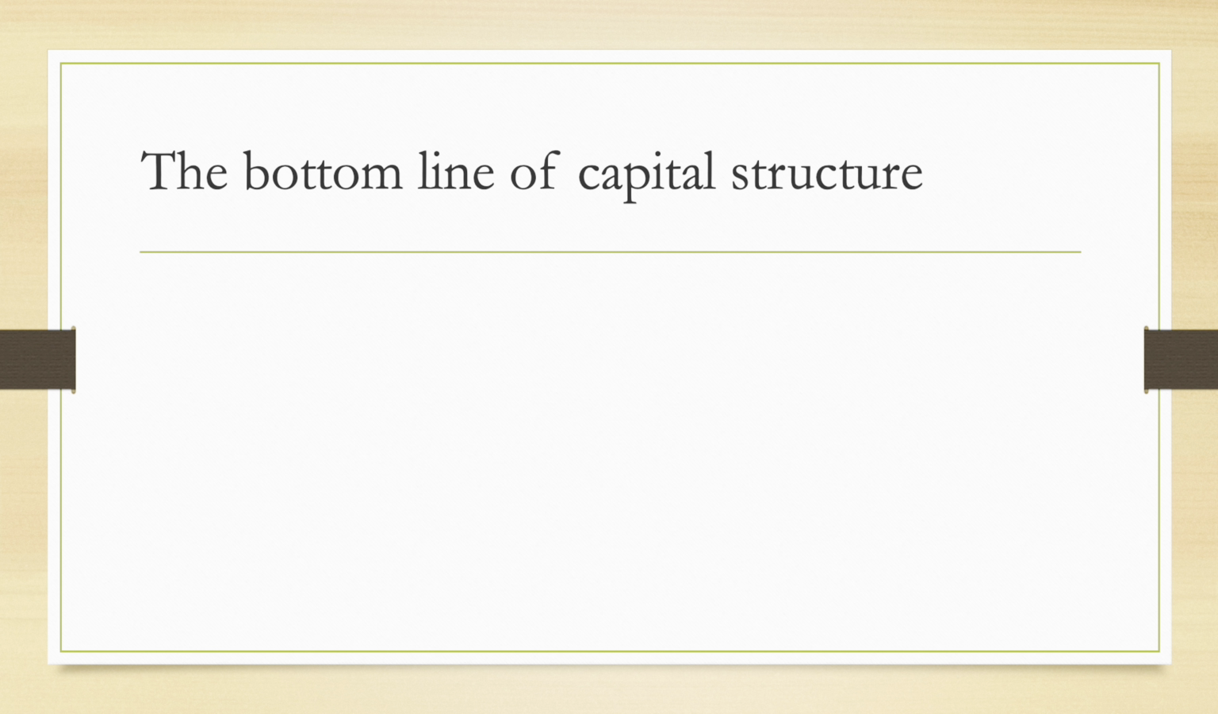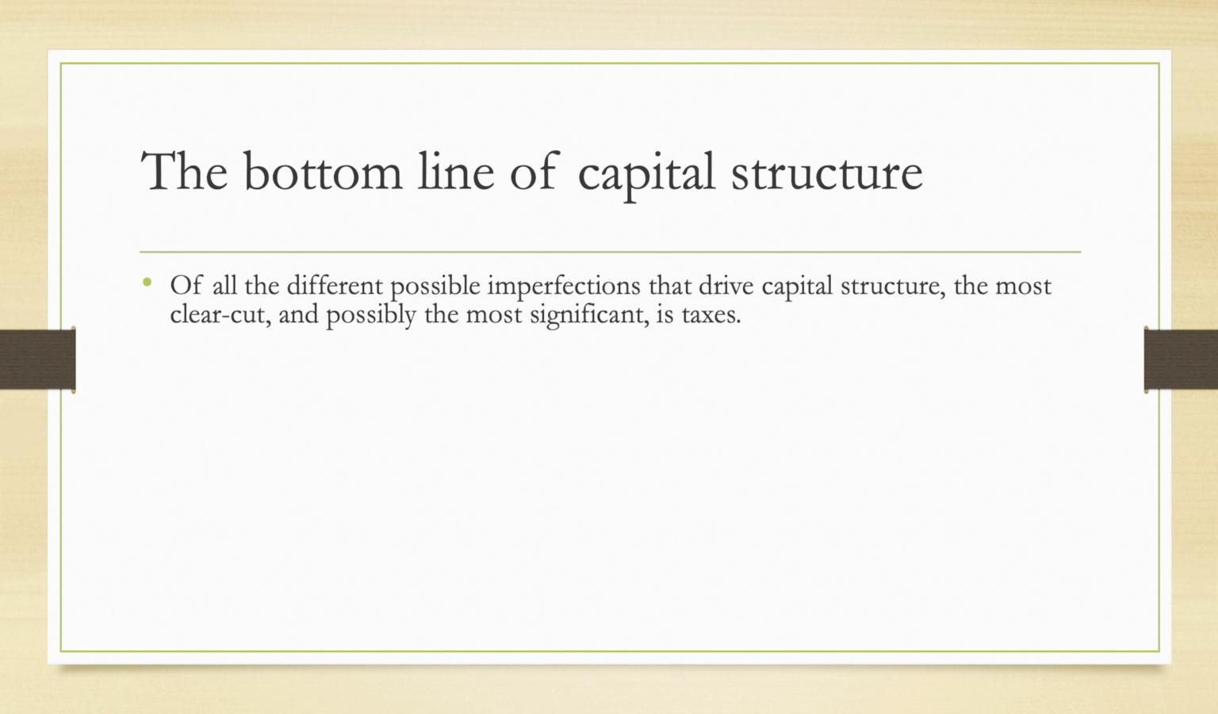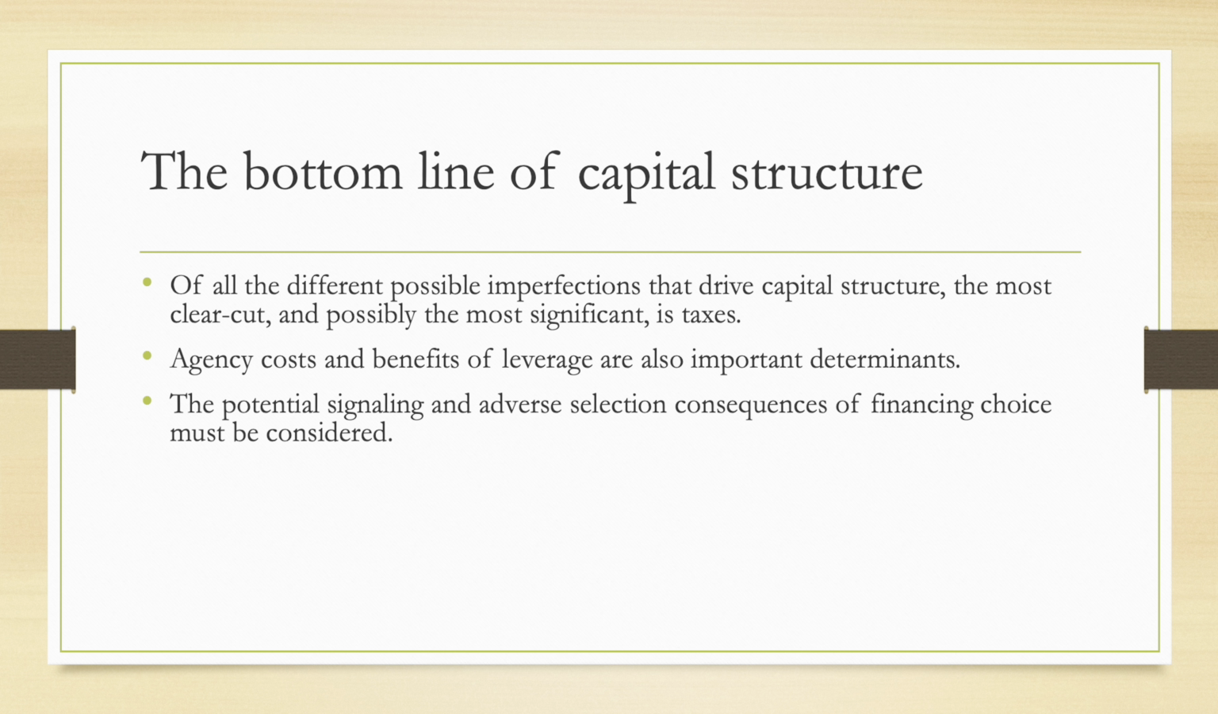To summarize the topic of capital structure, of all the different possible imperfections that drive capital structure, the most clear-cut and possibly the most significant is tax. Agency costs and the benefits of leverage are also important determinants. The potential signaling and adverse selection consequences of financing choice must be considered.